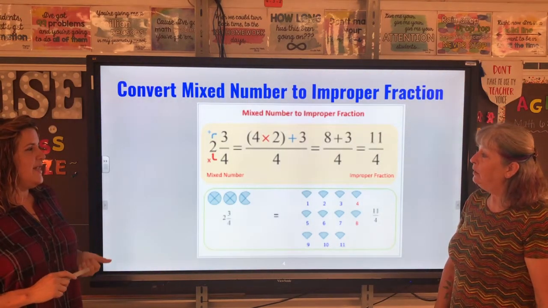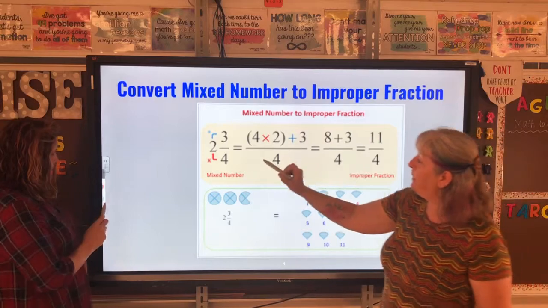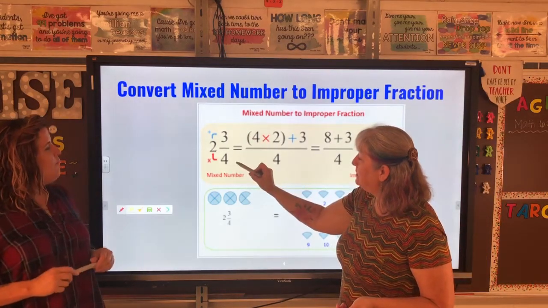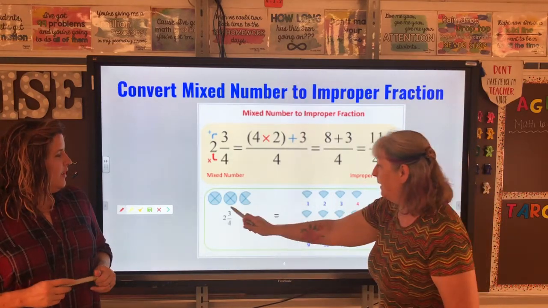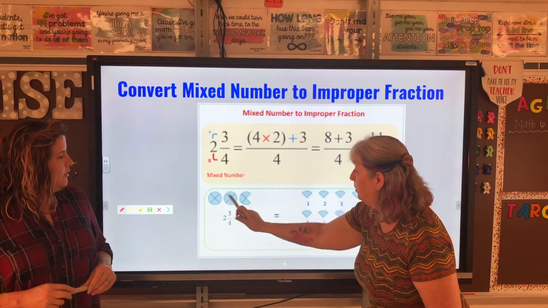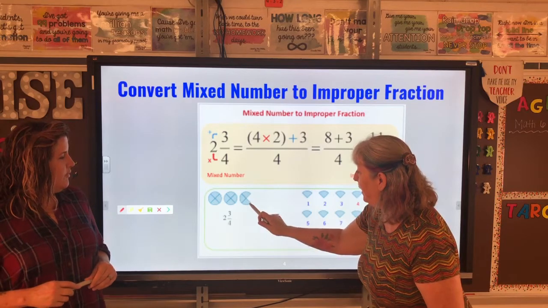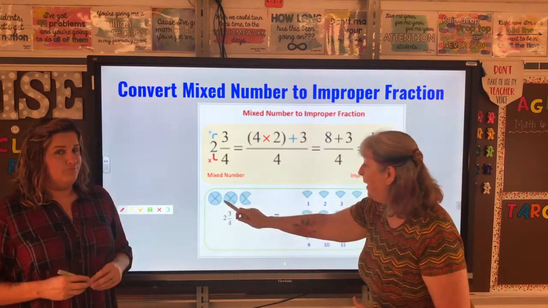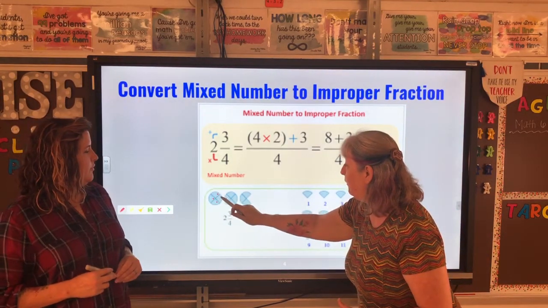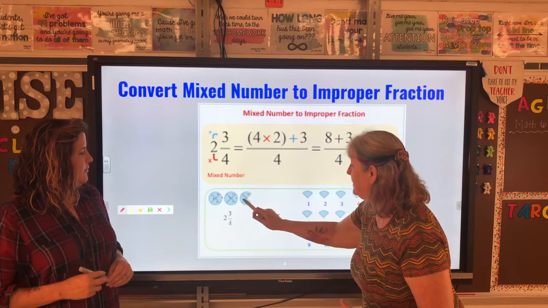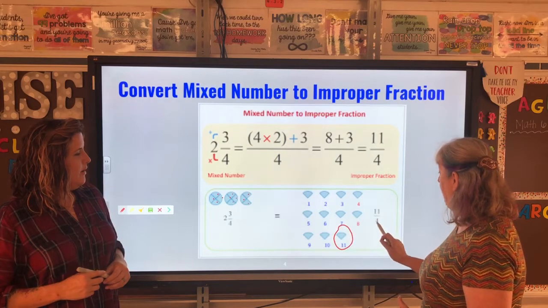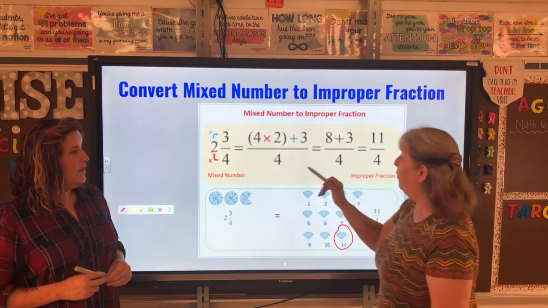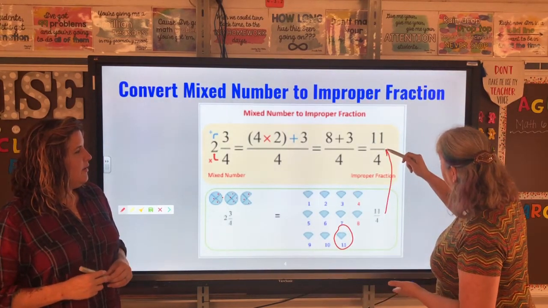Sam, you want to take this one? Sure. So we have our mixed number of 2 3/4, and let me just point to the model for a second. We've got 2 wholes, and then we have 3 out of the 4 sections. Well, if I counted those, that'd be 1, 2, 3, 4, 5, 6, 7, 8, 9, 10, 11. So there's 11 of them out of the little fourths. So how did we get that up here?